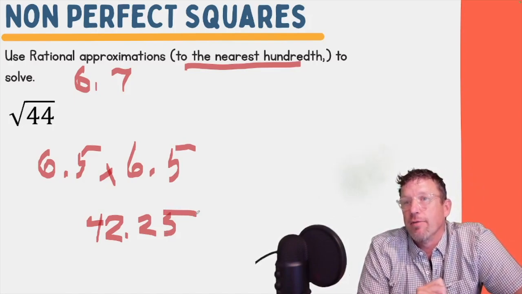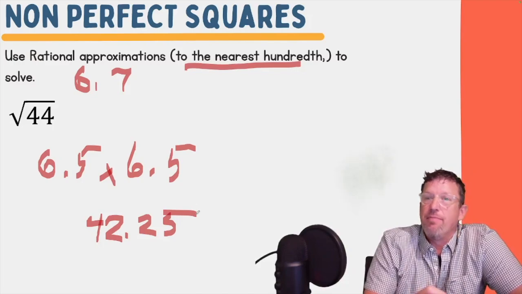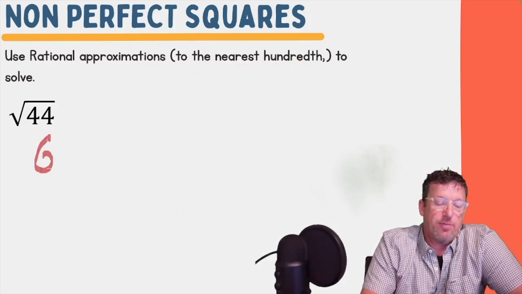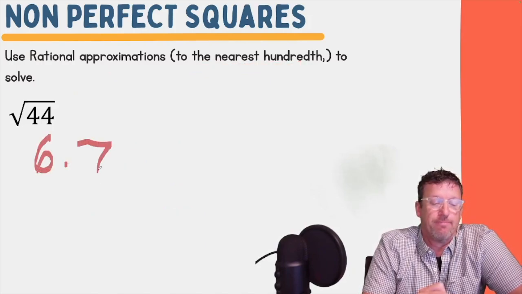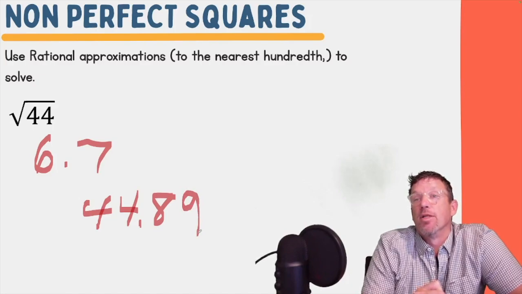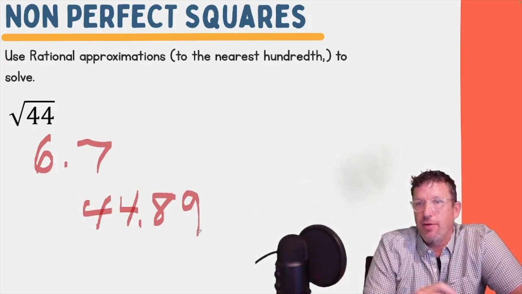Getting kind of close, aren't we? So we could say we need to be bigger than that. So let's go back and try 6.7. Alexa, what is 6.7 times 6.7? 44.89. A little too big, right? So now we're getting closer to the hundredths. Now we want to narrow this down to the hundredths.